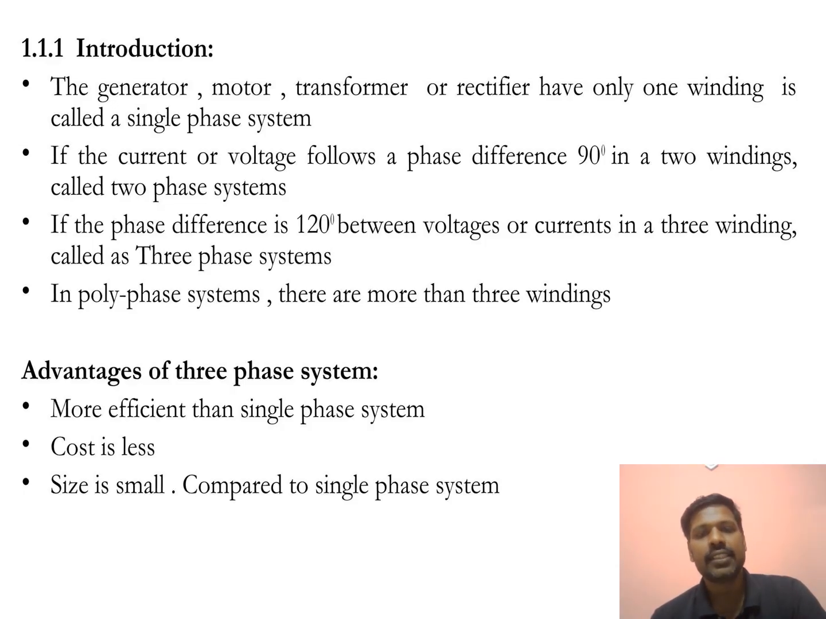Three-phase system. In a three-phase system, there are three windings. The voltages or currents differ in phase by 120 degrees from each other. This arrangement gives three sinusoidal voltages each shifted by 120 degrees, forming what we call a three-phase system, which is standard for modern power systems.